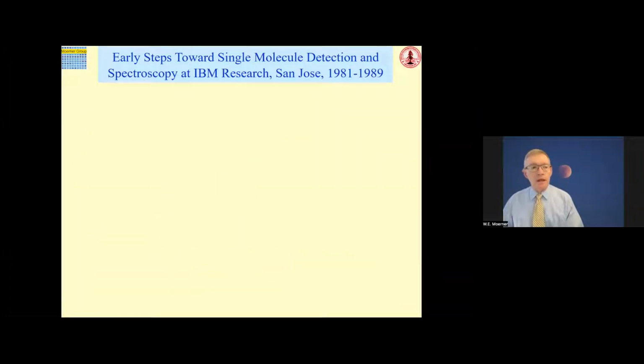So now, throughout my career, after college and after graduate school, getting my PhD at Cornell, I went to IBM Research, the research division site in San Jose. These are the years 1981 to 1989, the early steps, because we started moving toward single molecule detection fairly quickly. But why? Why were we interested in single molecules at that time? What was the driving force?